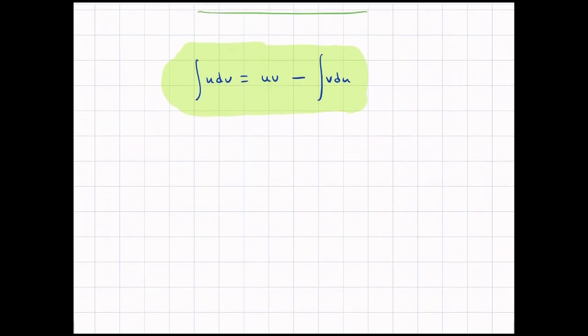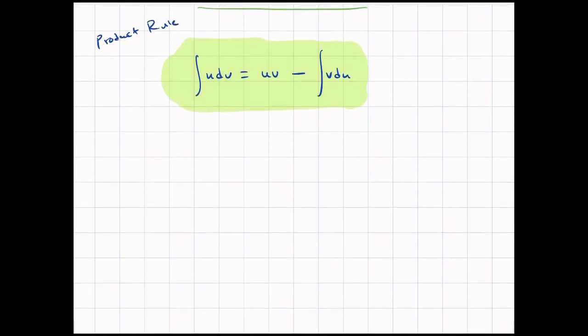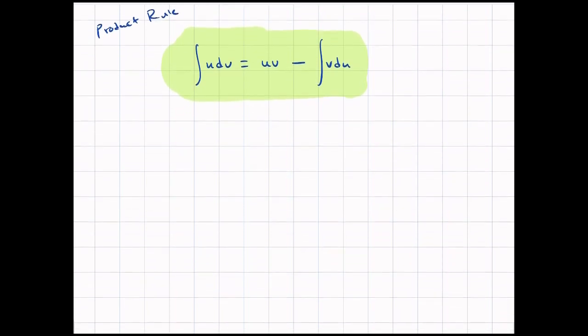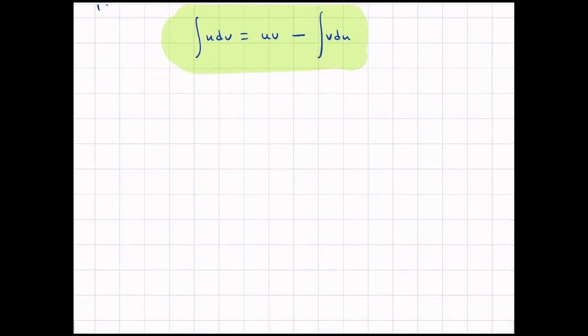Of course, it comes from the product rule. You work backwards from the product rule the same way that u substitution comes from the chain rule. But we're just going to see how this goes, and it'll become clear what the process is and what this means, more than you could understand it from an abstract definition or explanation. So let's do our first example. Let's do the integral of x times e to the x dx.